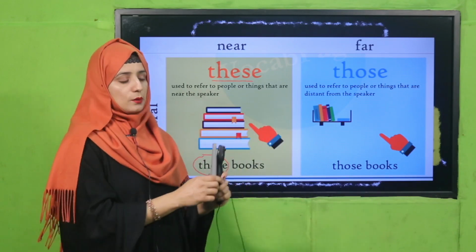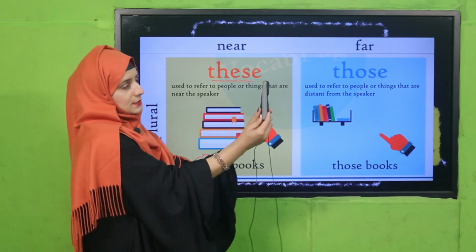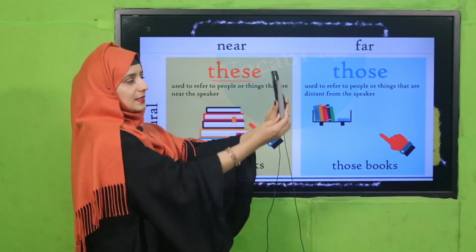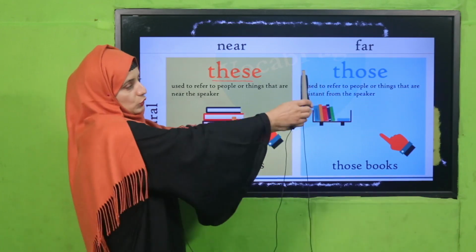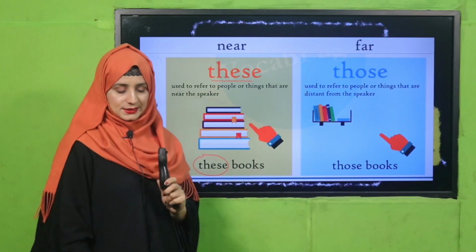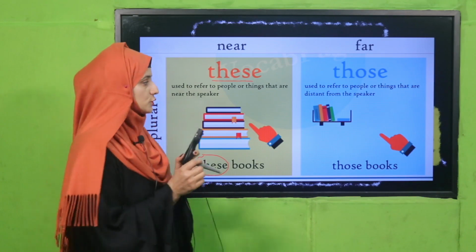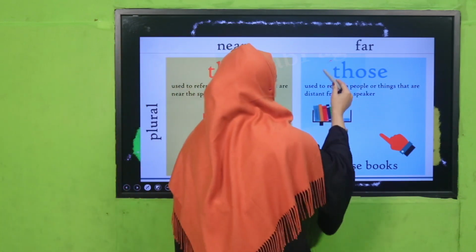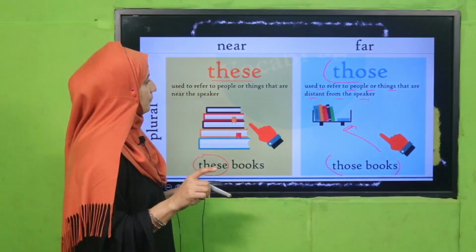In this way you can. Now I have used those. Those are things. Why have I used it? Because there are two things. If I say just a single one, then that is a thing. Those are things. This is a thing. These are things. Have you got that? Good job. Excellent. Same like that, those is used to refer to people or things that are distant from the speaker, and those are plural, more than two. Clear? Good job.